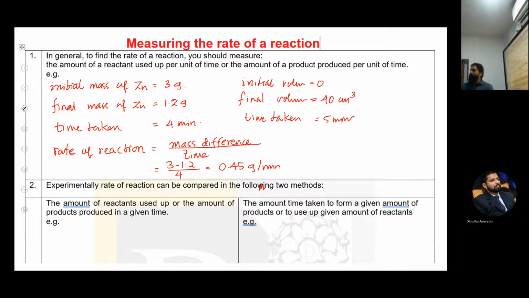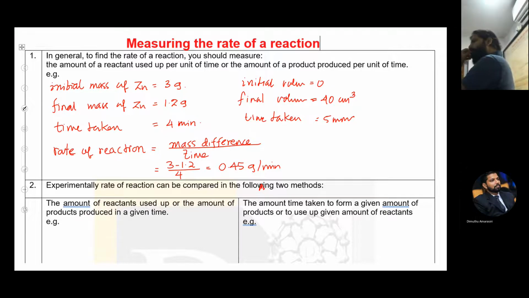If you're doing only one experiment, of course, you have to measure the mass as well as measure the time. There are other ways you can compare the rates. We'll see one.